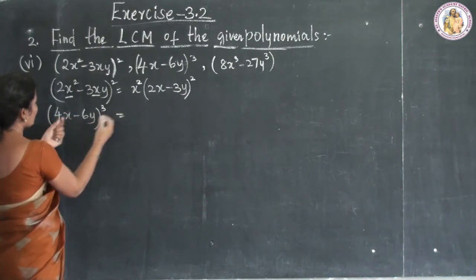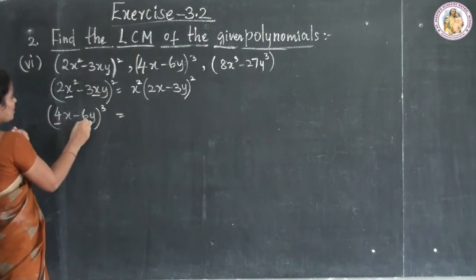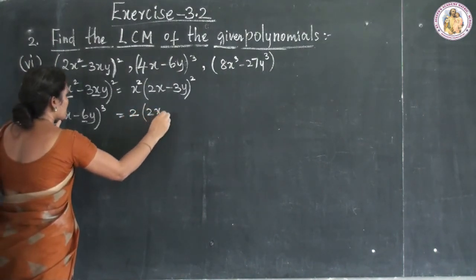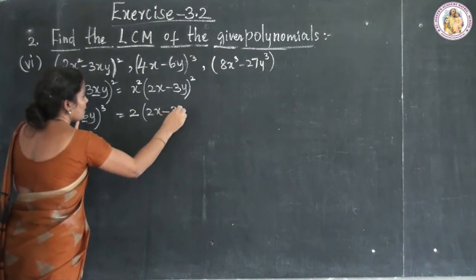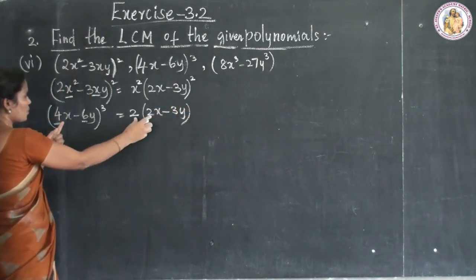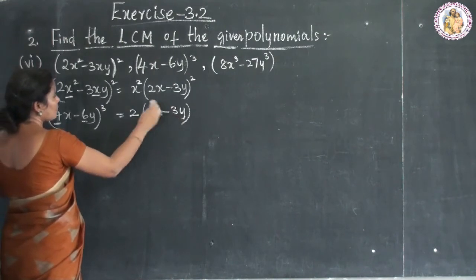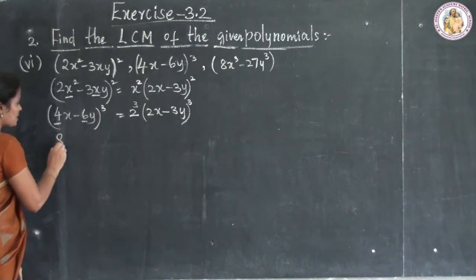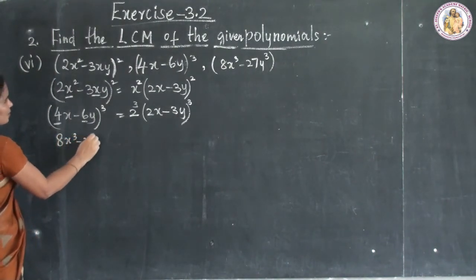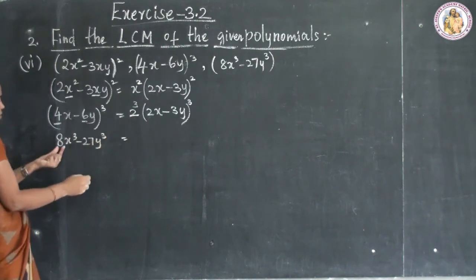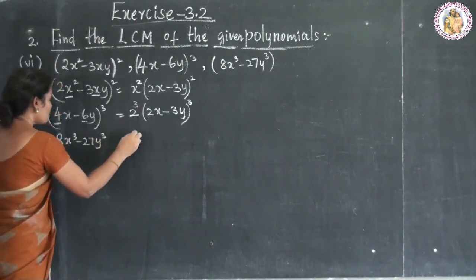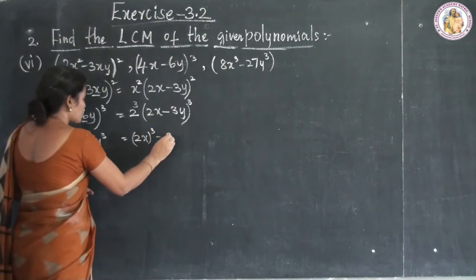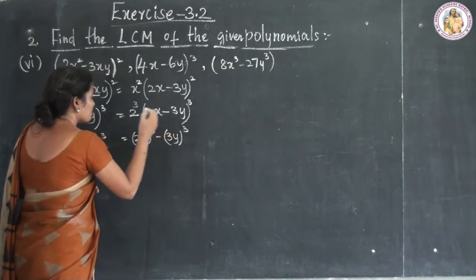4x minus 6y. Here variables are different, but the multiple goes under 2. So 2x minus 3y, since 2 2s are 4x, 2 3s are 6y, whole cube. Then 8x cube minus 27y cube. So reduce this: 2x whole cube minus, 3 3s are 9, 9 3s are 27, whole cube.